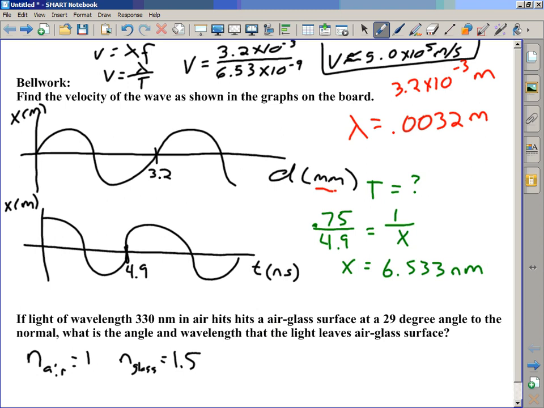How about something times 10 to the 10th? No, why not? It's faster than light. We ain't going faster than light. Okay? Can't happen. So if you get anything above 3.0 times 10 to the 8th, it's not reasonable. Now, don't freak out if you get that. Check the next question.